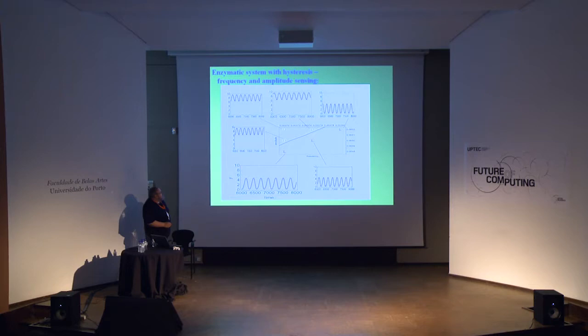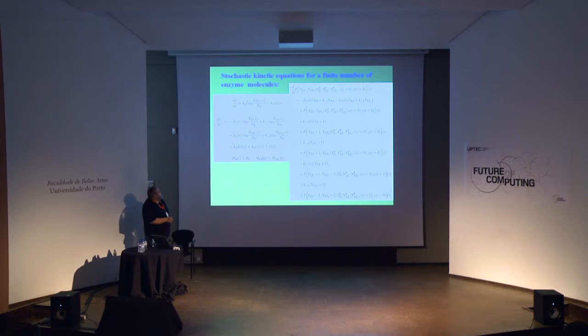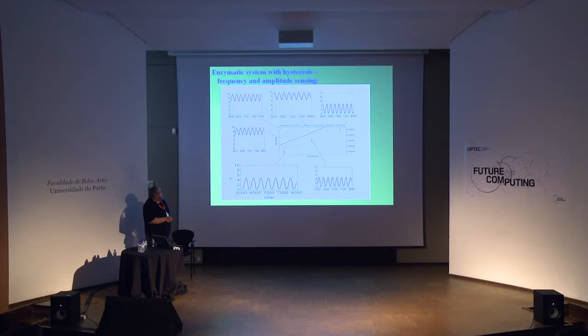In this region of frequencies, the output concentrations are at low values of Y. In this region, the output concentrations are at high values of an interesting component Y. So this is a discriminator of time dependence of the input reagent X. And you can make an analysis of this system and show that this is a pretty precise discriminator.